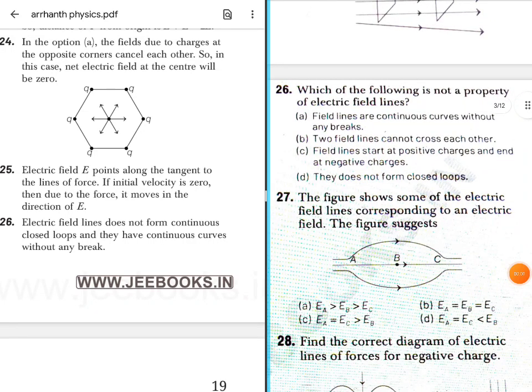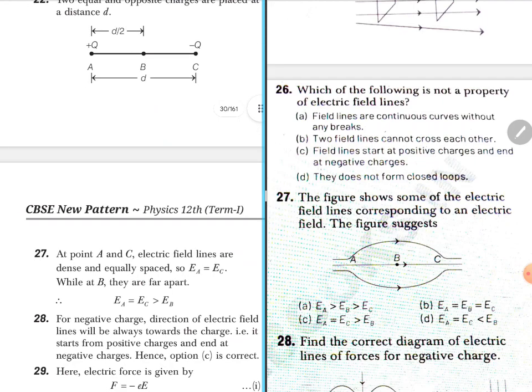Let's review from the 26th question. Which of the following is not a property of electric field lines? They do not form a closed loop. Option D is the right answer. So let's go to the 27th question.